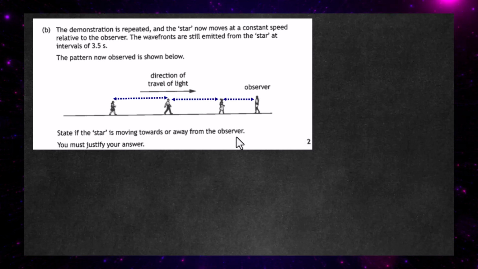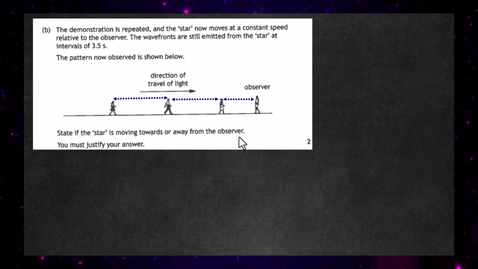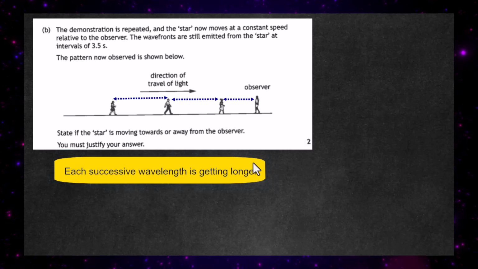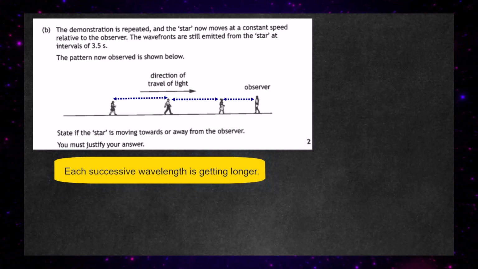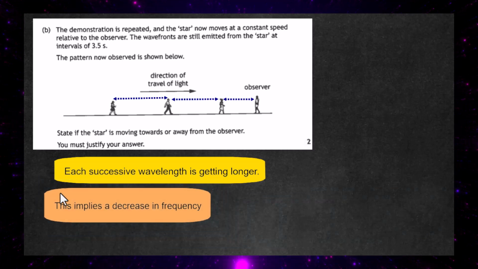And you can see that each successive wavelength is going to become bigger. So the observer is going to see each successive wavelength becoming bigger. In other words, it's going to be stretched out. So that's our first clue. Each successive wavelength is getting longer. What does this imply? It implies the following. It implies that there's a decrease in the frequency.